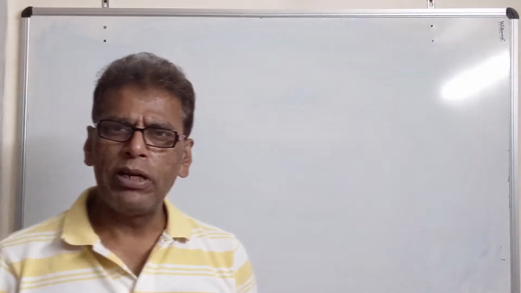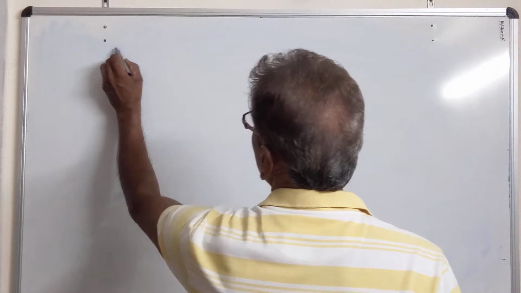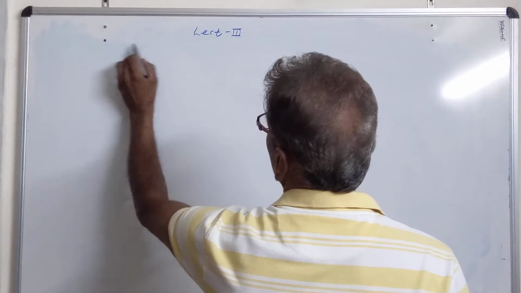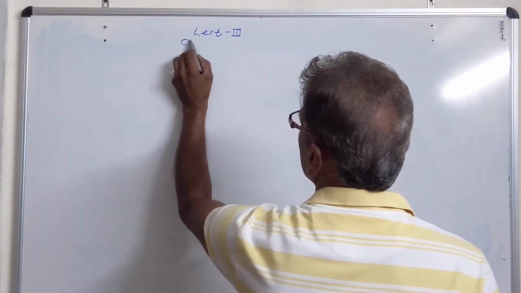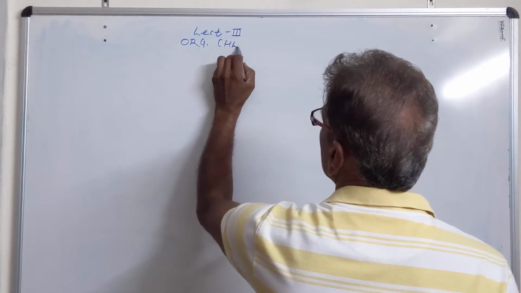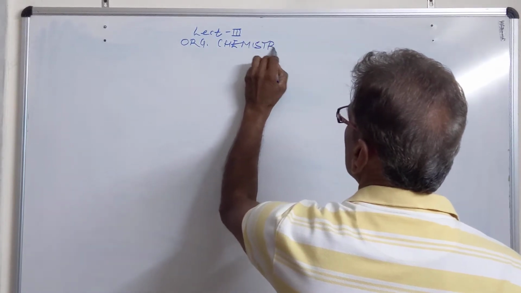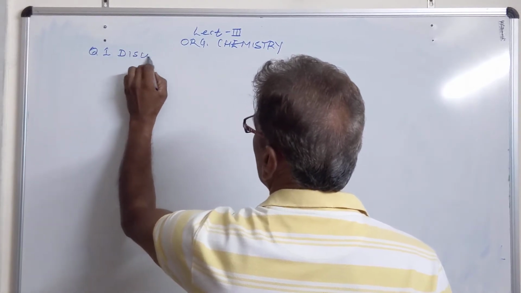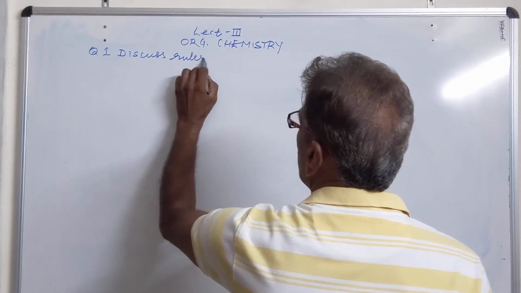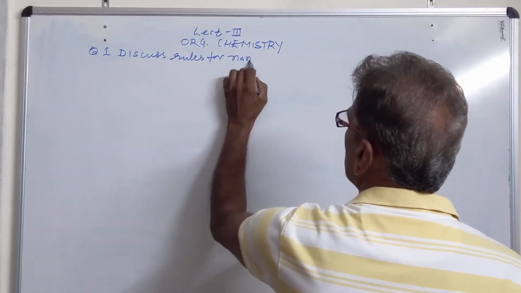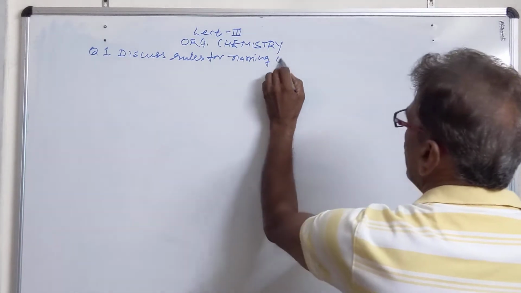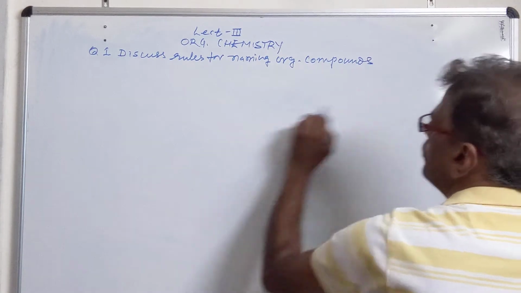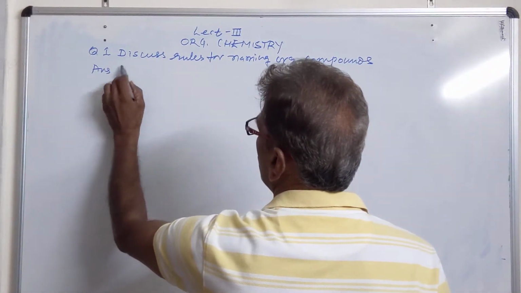Let us now discuss the nomenclature of organic compounds. This is our lecture number 3, Organic Chemistry. Discuss rules for naming organic compounds. Also, rules.